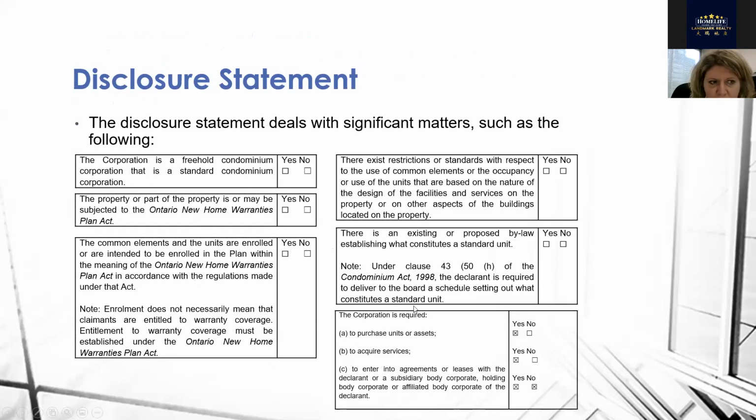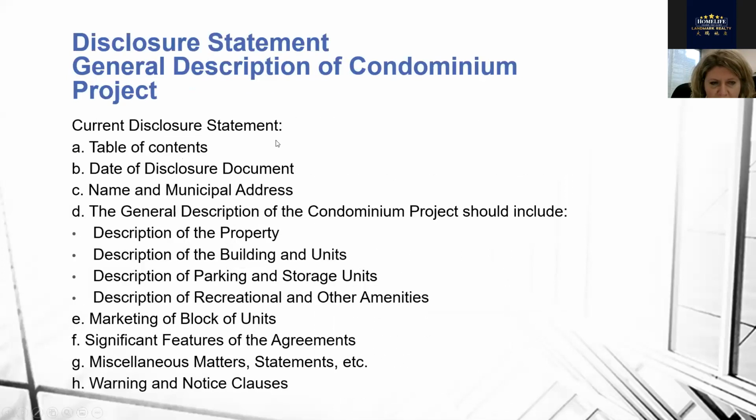Then I move on. In the disclosure statement, you will find the table of contents, which I already showed, the date of disclosure documents, the name and municipal address, and a general description of the project. In the declaration, there will be a description of all the property, a description of the building, the parking, the storage units, the description of recreational and other amenities. Then there will be a marketing of block of units and a significant characteristic of the agreement. And the warning and notice clause.